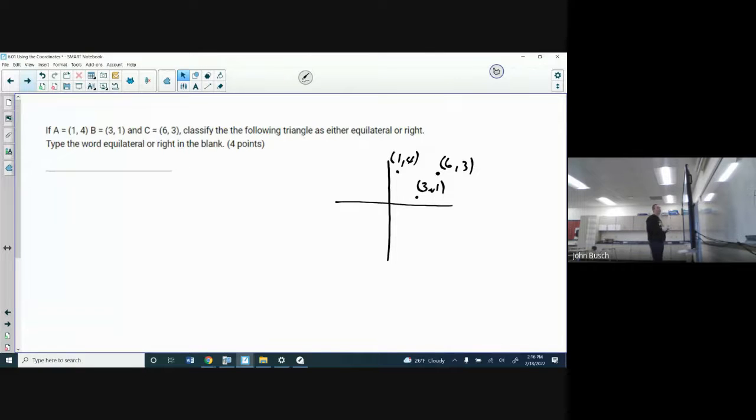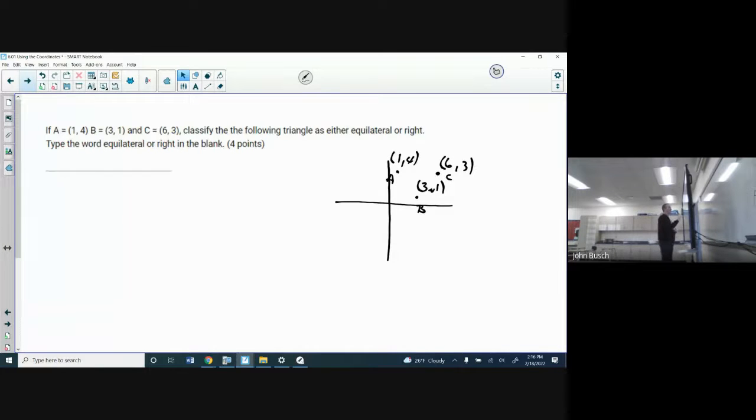So if it's a right triangle, then 2 sides are perpendicular. If it's equilateral, then all 3 sides are the same. So the question is, are we going to use the distance formula or the slope formula? A, B, C. Let's quickly just burn through the slope formula, find the slope of AB, and just check.